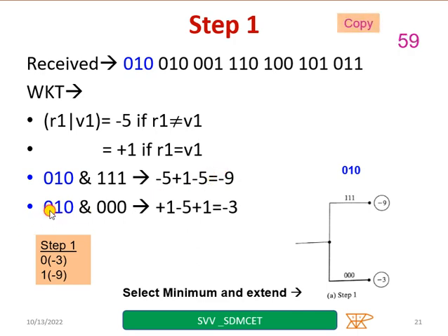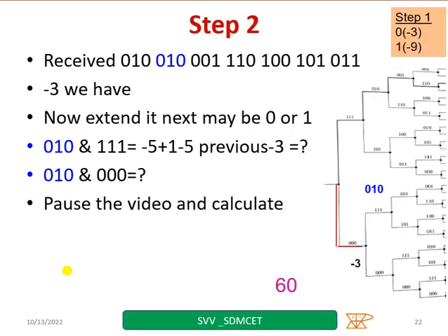Second case: 0 is transmitted, 0 is received; 1 is sent, 0 is received. That's why plus 1, minus 5, plus 1. Now I got minus 9 and minus 3. I am arranging them; this is now the stack. Select the optimum and continue the same operation. Now what I do, I consider minus 3.